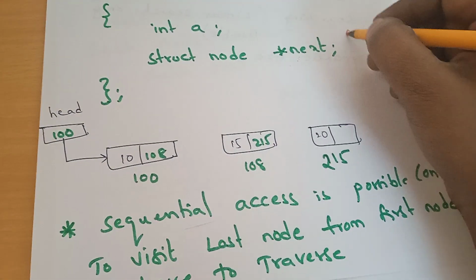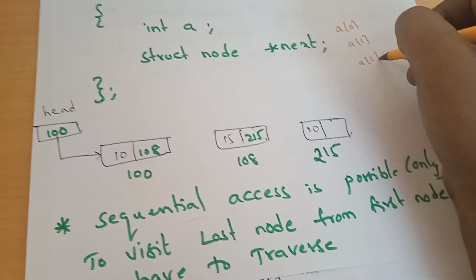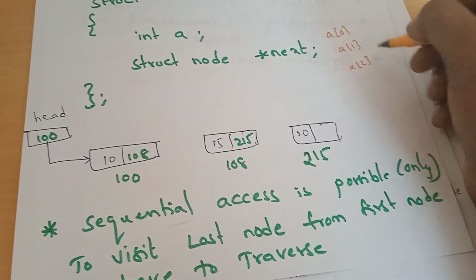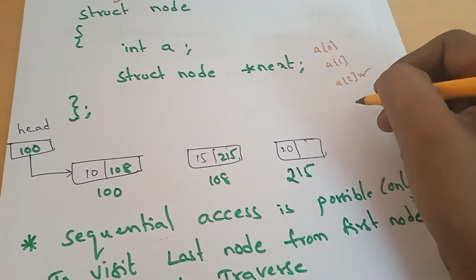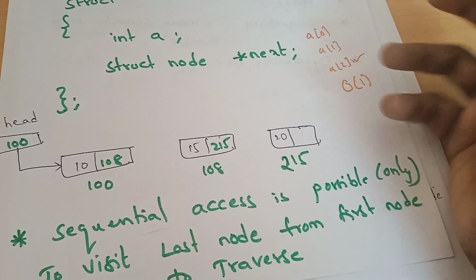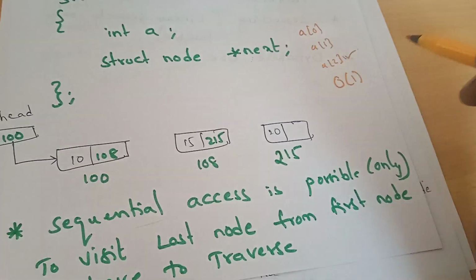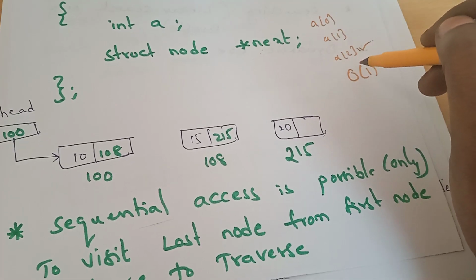For example, in an array, a of 0, a of 1, a of 2 are there. Then if I want to get the a of 2 element, can I get it? Yes, I can get it. That's the complexity of an array: Big O of 1, constant time. You can access any element, because all these are contiguous memory locations.